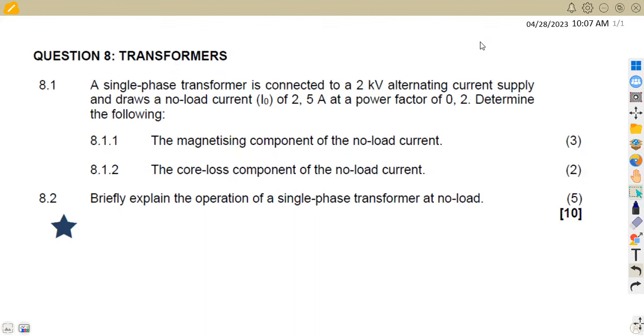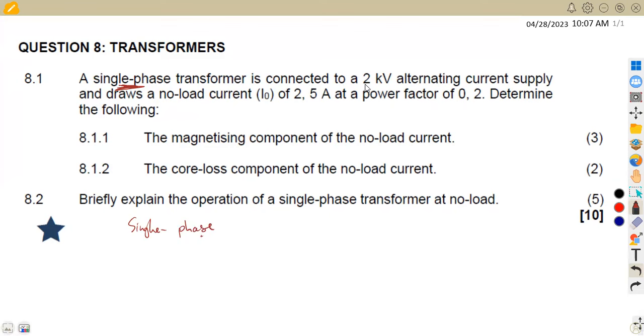So in this part, we are given a single phase transformer. Take note, this is one of our most common transformers, a single phase transformer. So in this case, it's a single phase. The transformer is connected to a 2 kilovolts alternating current supply.